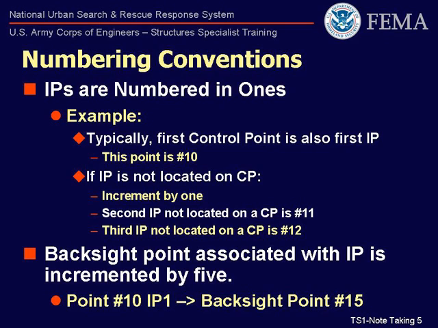Backsites associated with each new IP station are numbered 5 off of the IP number. For example, point 10, which is IP1, would be associated with backsite point 15. Point 11, which is IP2, would be associated with backsite point number 16.